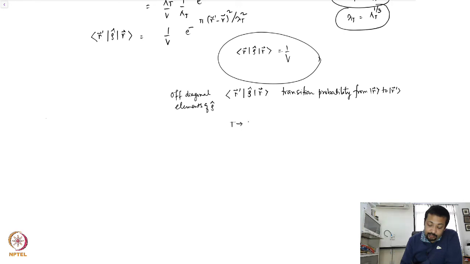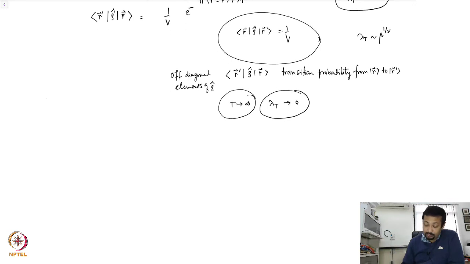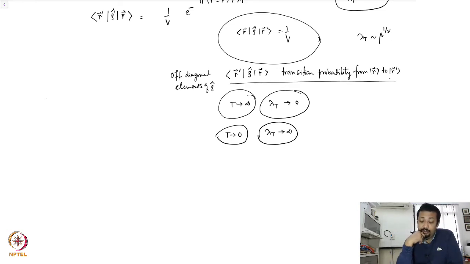Now as t tends to infinity, you know that lambda t vanishes, because lambda t goes as beta to the power 1 over nu. So in the limit of large temperature, when lambda t vanishes, you see the off diagonal elements also vanish, right? So you only have the diagonal elements. When t tends to 0, your lambda t tends to infinity, and that is when your off diagonal elements start appearing, and you talk about a transition probability from R to R prime.